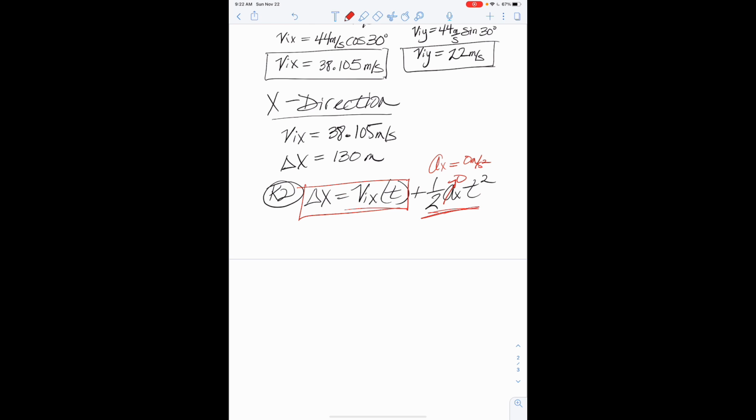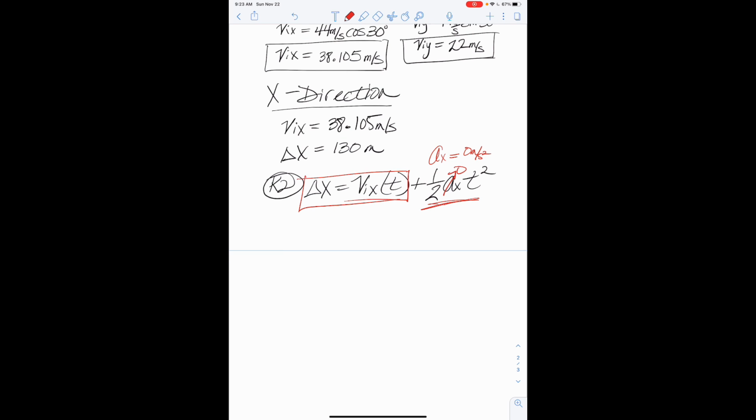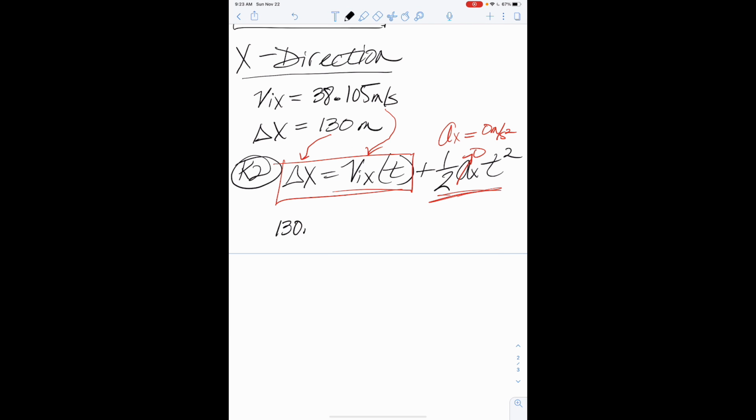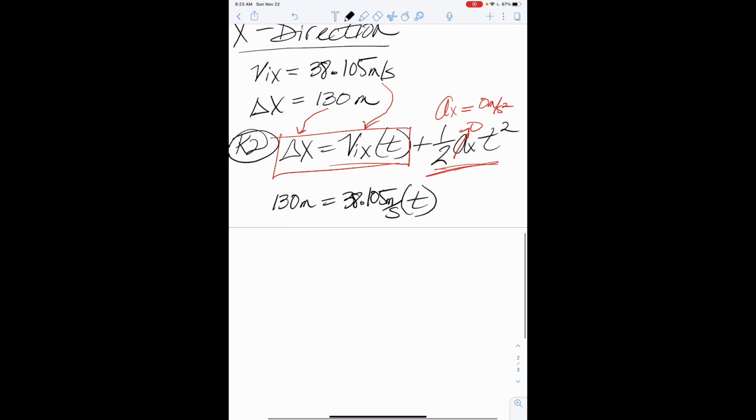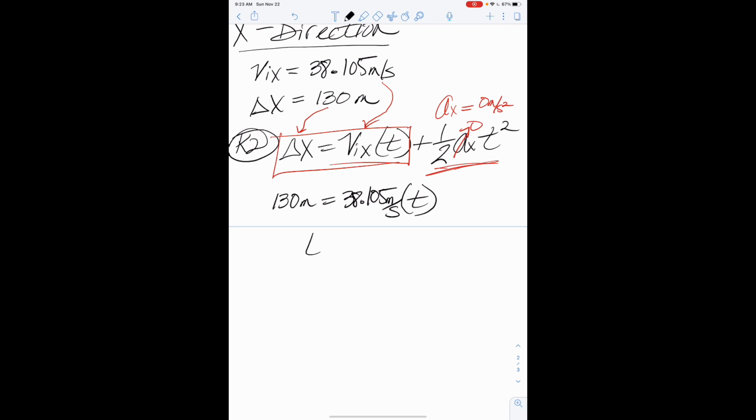So this is going to be nice, right? Based on what we know here, we can put that 130 right there. We can put the 38.105 right there and solve for t, right? So that's what I want to do here. Something like that, right? So divide both sides by 38.105.